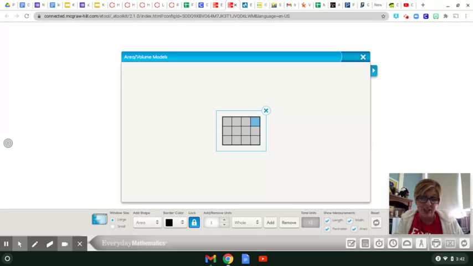We will be continuing our discussion tomorrow, but that's kind of an introduction about how to determine the area.